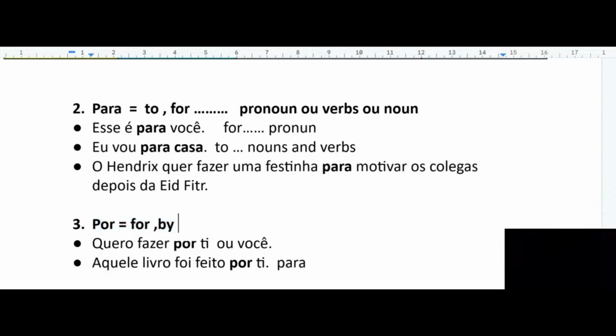Okay, example: eu quero. Let me bring eu for the sake of the new people who just joined. Eu means I, quero means want. But in Portuguese, it is not compulsory to write this eu. You can start with quero and you are right. So, eu quero fazer por ti. Eu quero fazer por ti. So I want to make it. Is it by you or for you?